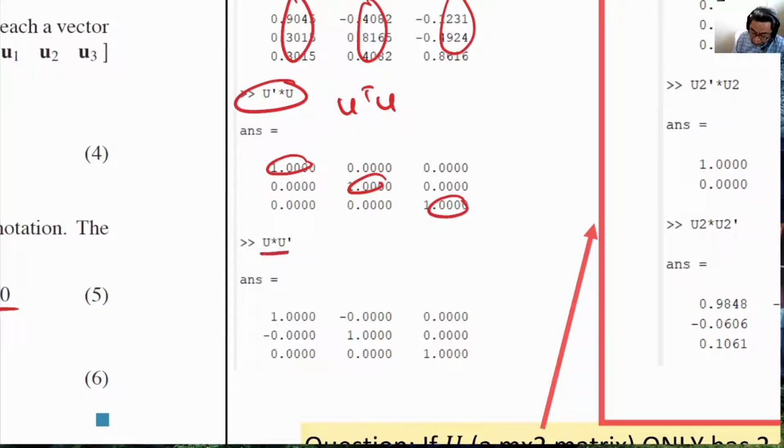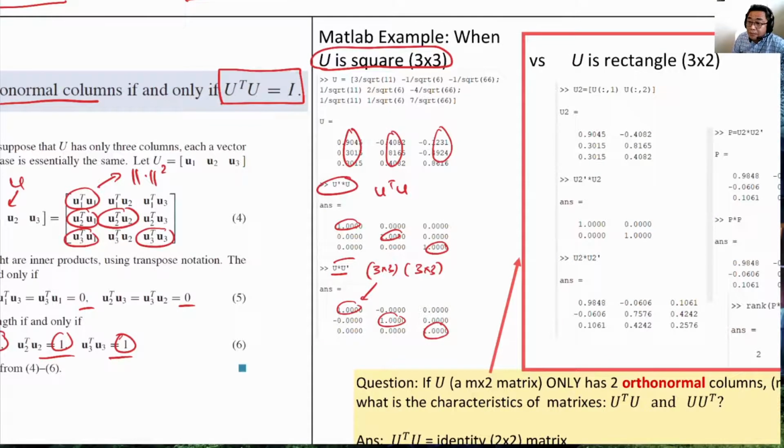Now what about U U transpose? U is 3 by 3, U transpose is also 3 by 3. We also get the identity. In this very special case, the matrix U is called an orthogonal matrix. Okay, it has a very special name. When its inverse is equal to its transpose, and we get U transpose U and U U transpose to be identity, then this is an orthogonal matrix.